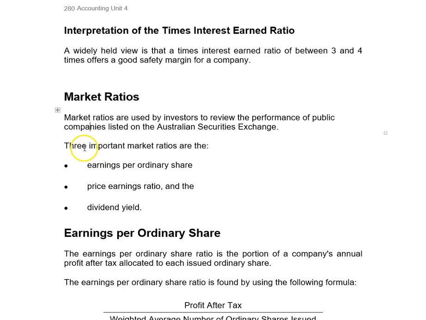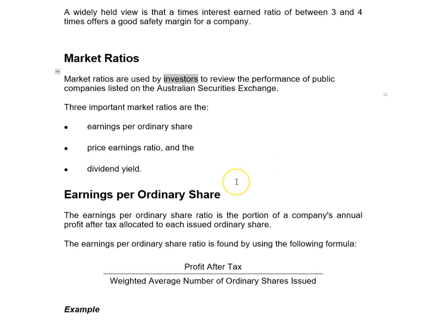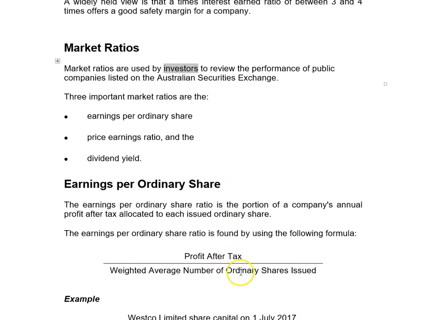Basically, market ratios are something that investors are really keen on looking at because it talks about the marketability of the company. So let's look at the first ratio, which is earnings per ordinary share. What this means is the portion of a company's annual profit after tax allocated for each ordinary share. The formula is profit after tax divided by the weighted average number of ordinary shares issued.